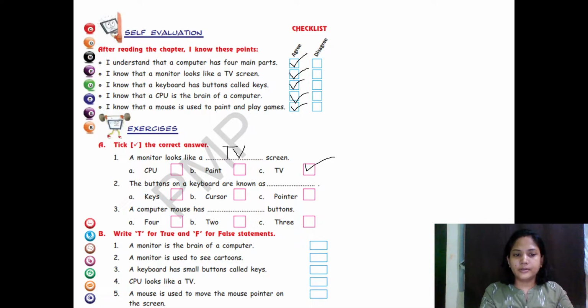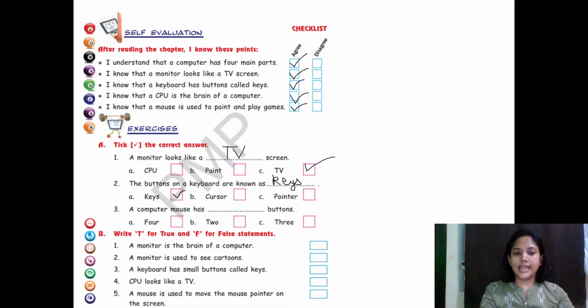Now the next one. The buttons on a keyboard are known as... So what are the buttons on the keyboard known as? Is it keys? Keys, keys. Oh yes, we got the answer in one go, right? So I am going to tick mark keys and you will write the answer here. Now this time remember children that K will be small letter, because it is coming after a sentence. Okay. So keys.